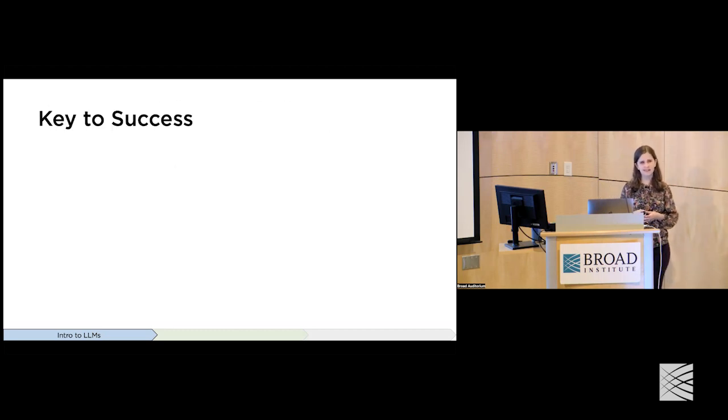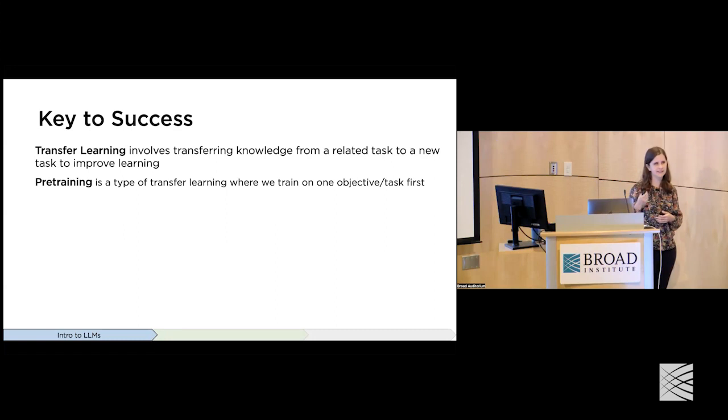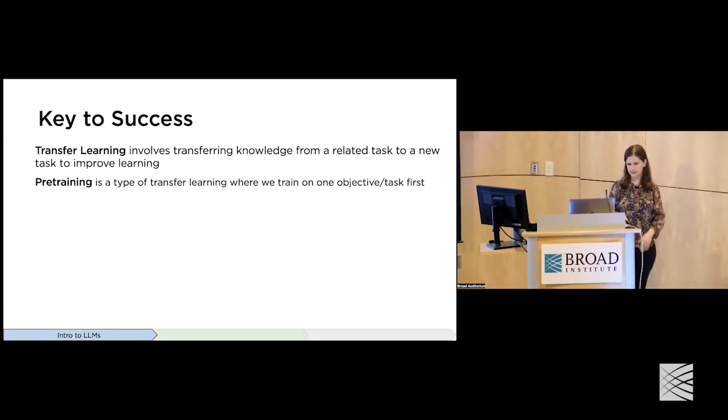Now, what has driven these recent successes in NLP? A key idea is this notion of transfer learning. So transfer learning involves training a model on a task and then transferring that knowledge to a new task. A related idea to transfer learning is this notion of pre-training, which is a type of transfer learning where we train on one task first and then leverage that pre-trained model for a downstream task of interest.